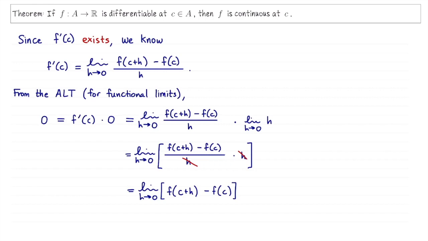Notice f of c is just a number. That's just the output when we plug c in. So if this limit exists as h goes to 0, that means that the first term, f of c plus h, must go to that number f of c. Hence, the limit as h goes to 0 of f of c plus h equals f of c. And that's exactly the notion of continuity. As we approach c in the domain, the outputs approach f of c. That's the definition of continuity. So f is continuous at c.